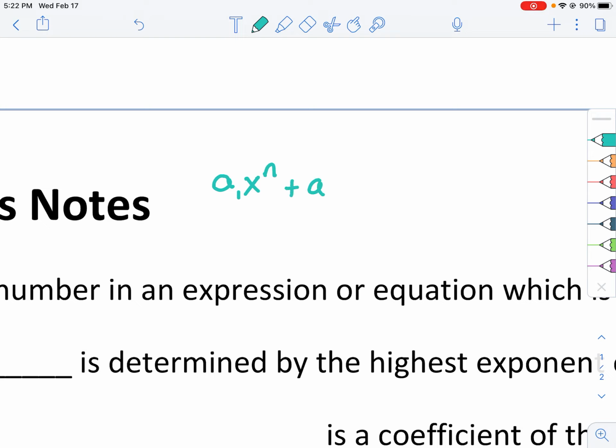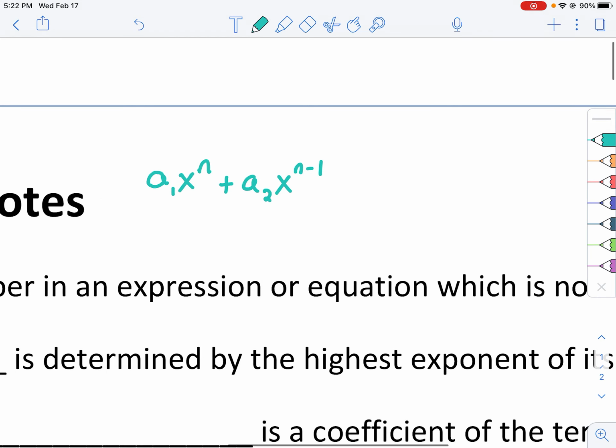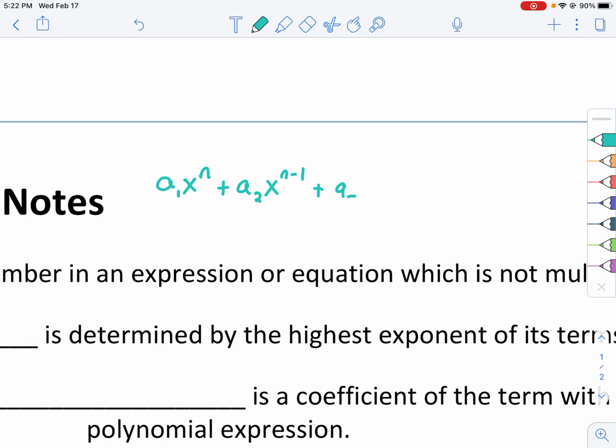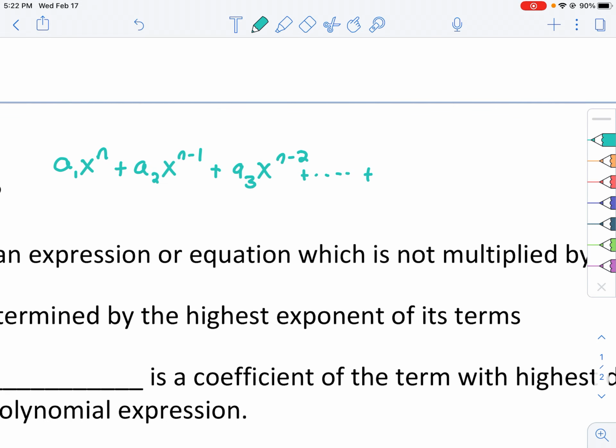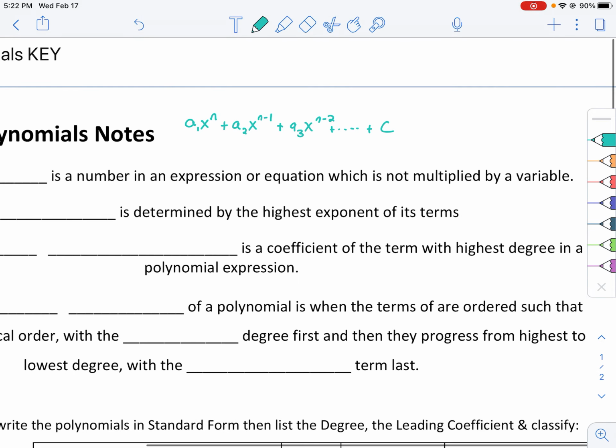So we have some other number, so a sub 2, times x, and now the exponent is going to be 1 less than the first one, so n minus 1. And then the next one would be a sub 3 times x to the n minus 2, and it would just keep going, okay? Until at some point, you're going to have no more x's, and you're just going to have a constant, because you'll eventually stop being able to subtract the exponents, okay?